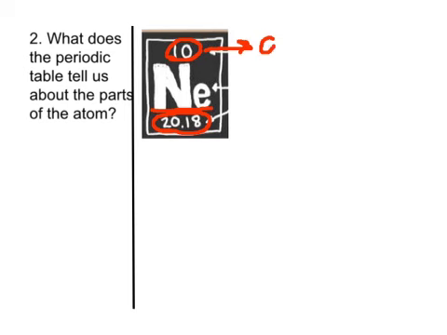The 10 on top tells us the atomic number. Okay, so that is the atomic number of the element. All right, we'll take a look at atomic number in the next question. Right now we're just going to take a look and name each of the parts.